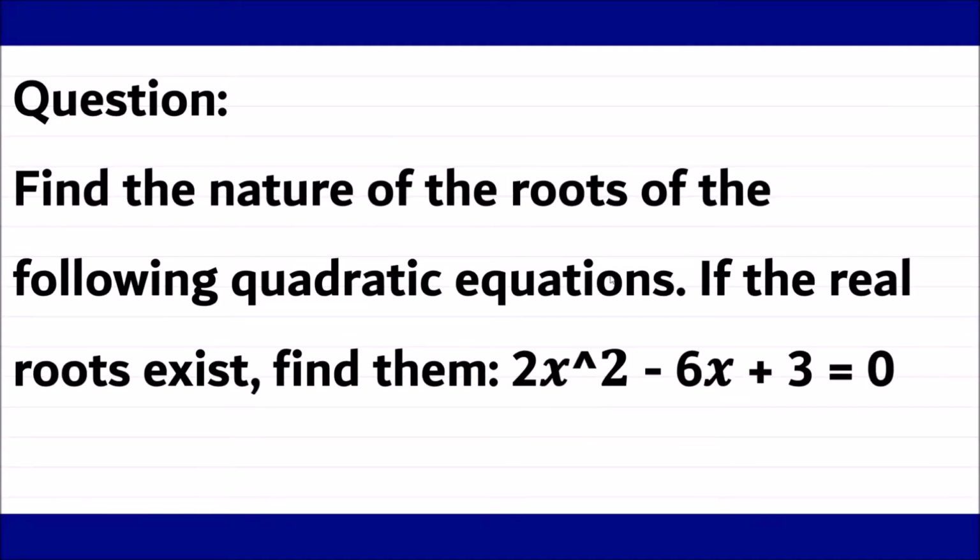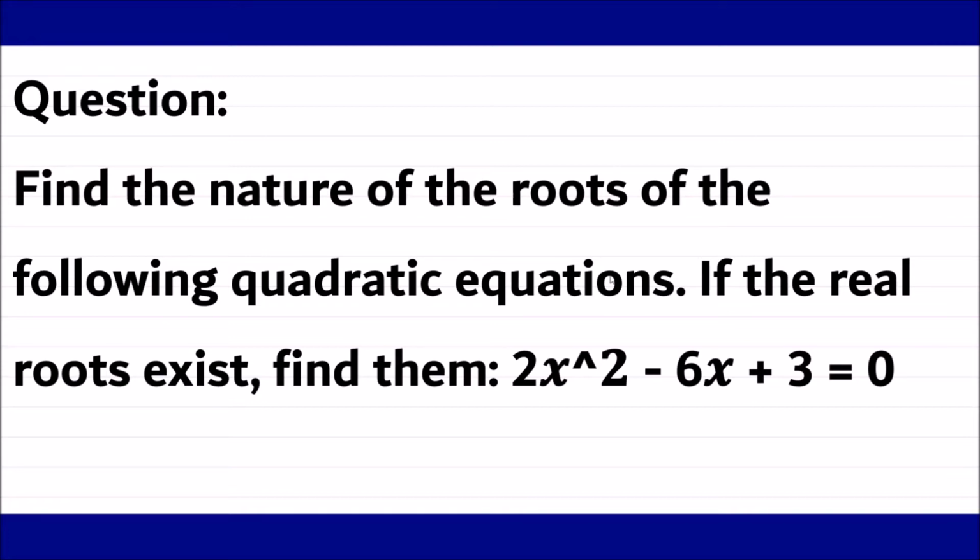The given question is, find the nature of the roots of the following quadratic equation. If the real roots exist, find them. And the quadratic equation is 2x² - 6x + 3 = 0. So guys, this is again one of the very straightforward questions. We are going to find out the nature of the roots, and if the roots exist, then we are going to find out the roots.